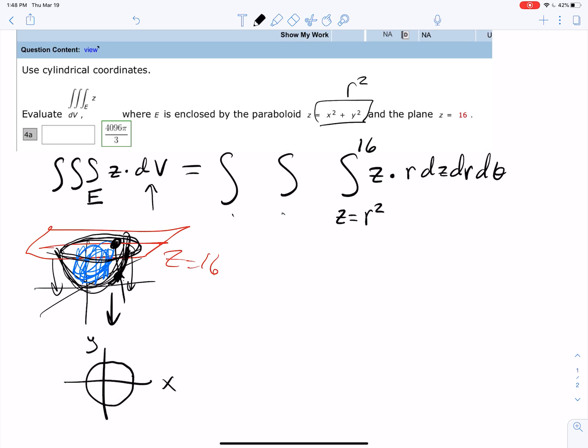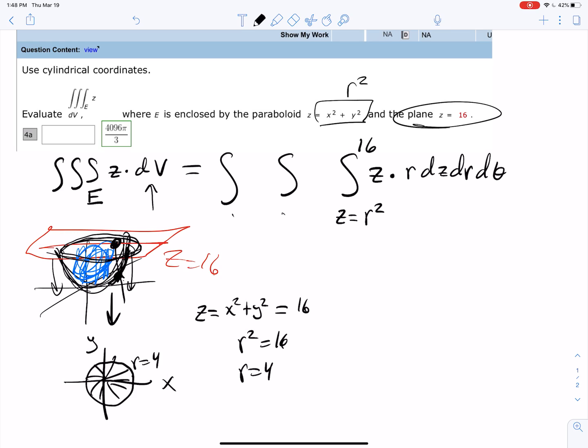And the way I figure out what circle is I just intersect the two things. So I know that z is equal to x squared plus y squared. I also know that z is equal to 16, so that's going to be the circle r squared equals 16 or r equals 4. So r equals 4 would be the circle. And I think I want all of the angles from 0 to 2 pi. So I can take my theta from 0 to 2 pi and the r's from 0 to 4.